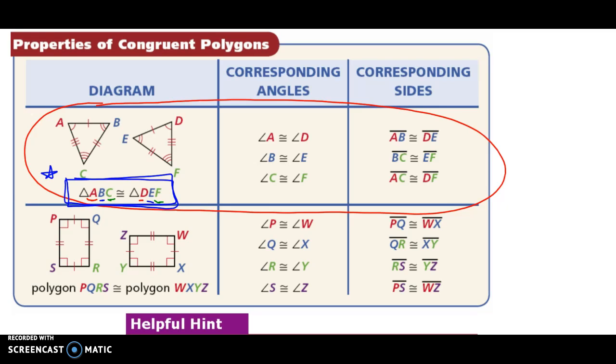Now, it doesn't matter if they're first, but they would have to be in the same order. So this tells me that B is the same size as angle E, because they're the second letter in each triangle's name. So you have to write the name of the triangle in an order that shows that these angles go together. Does that make sense?